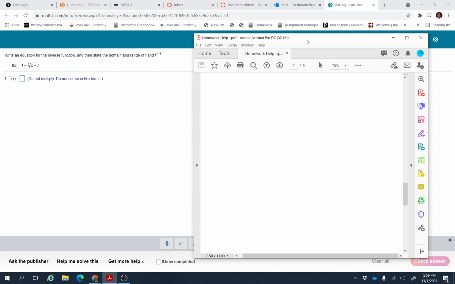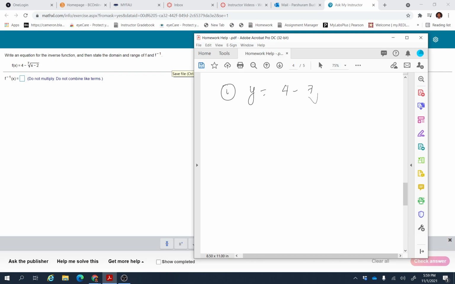Okay, so write an equation for the inverse function and then state the domain and range of f and f inverse. So here is the function. We need to find out the inverse. So always, if you would like to find out the inverse, always change this f of x to y. So that's the first step. Write down the function as a y.